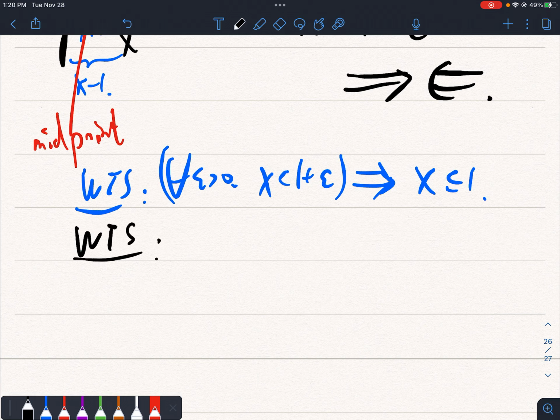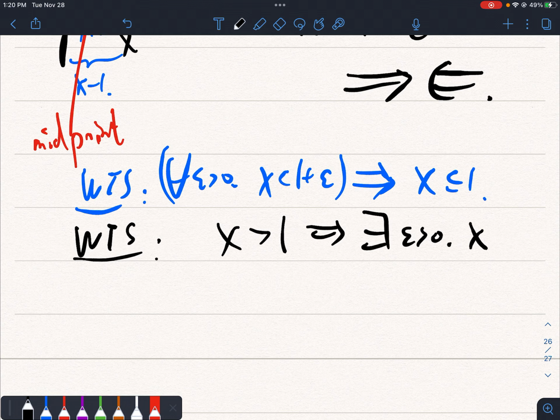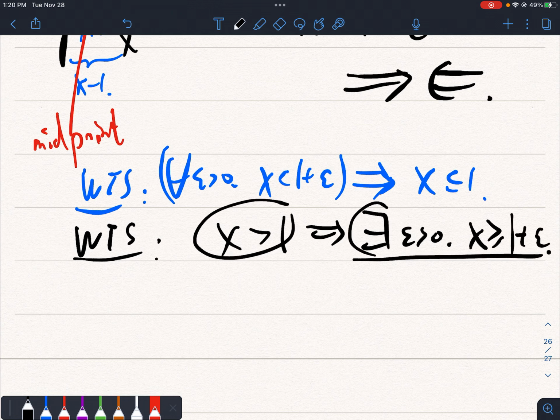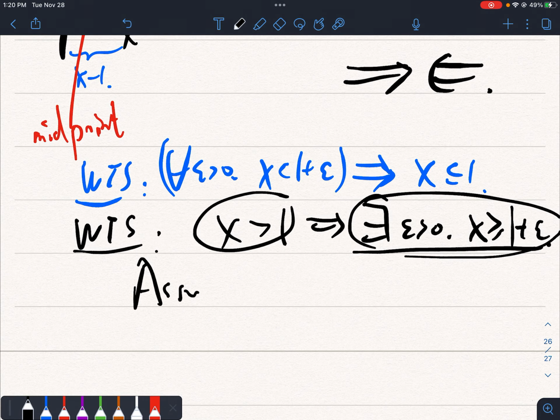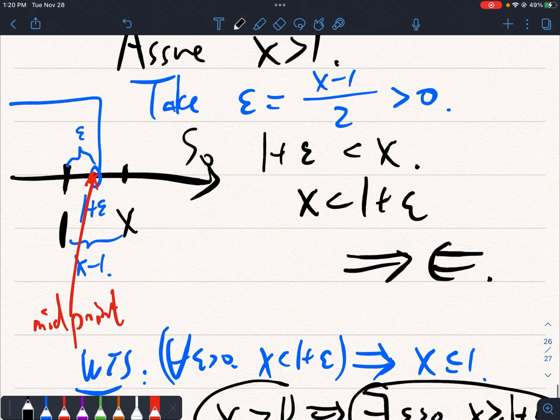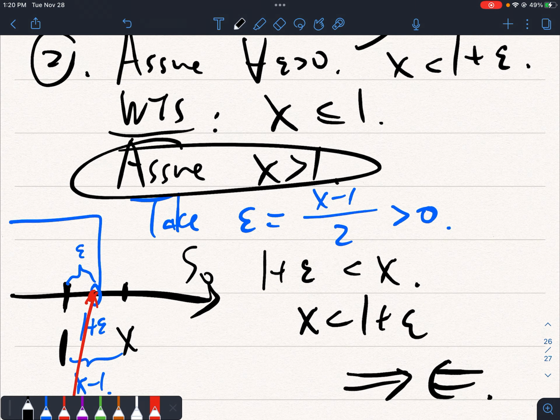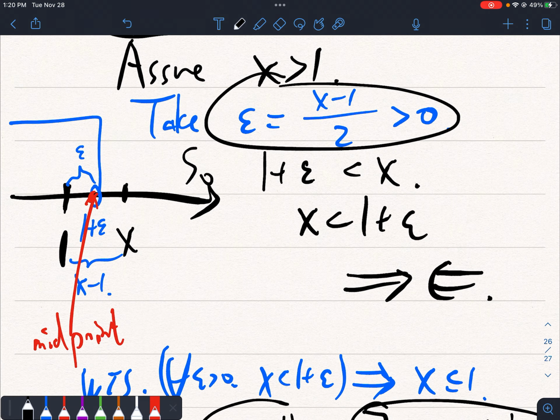As I said, it's basically the same idea, because every proof by contrapositive can be proved by proof by contradiction. So here, proof by contrapositive, all you need to show is that if x is bigger than 1, then you can find some epsilon bigger than 0 such that x is bigger than or equal to 1 plus epsilon. And then you realize this is exactly the same thing, because now you assume x is bigger than 1. See? It's the same thing. And then you want to find some epsilon such that this is true.